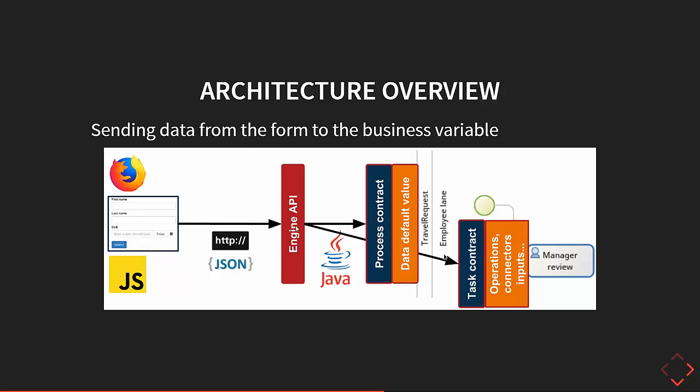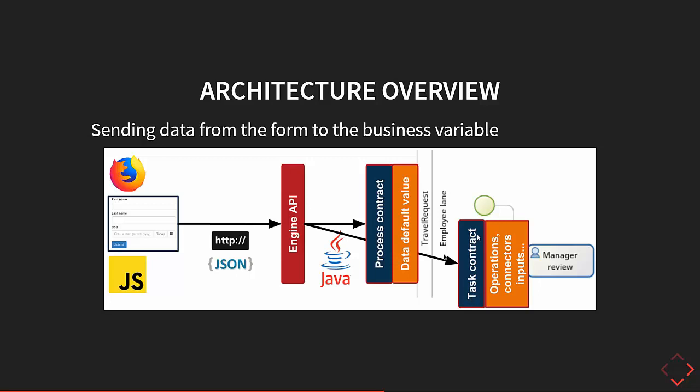Then the engine will convert this to Java and do the validation of the contract. So make sure that it matches the data and the validation rule we might have on the contract. And then the data captured by the contract can be used to initialize our business variables. So for example, in the default value of the business variables, you can use them.